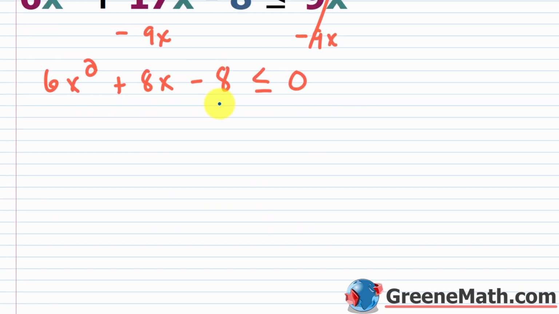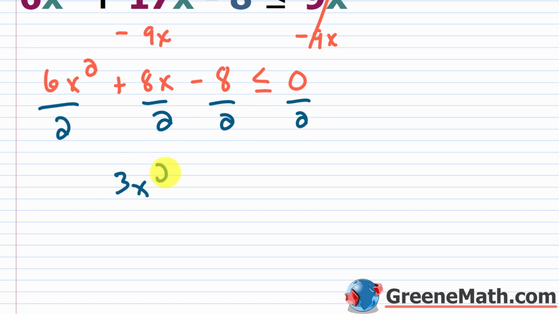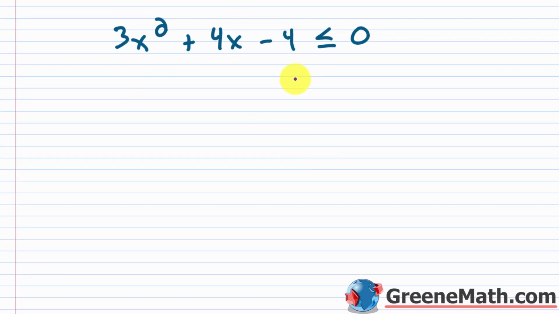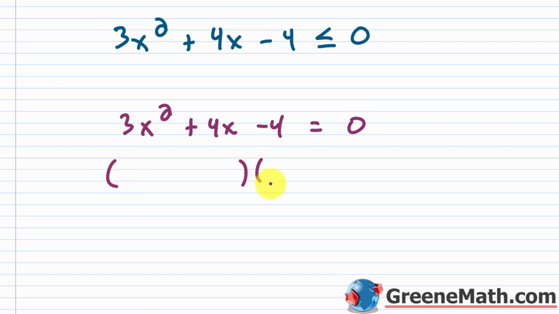Again, if you notice, I could make this simpler by dividing everything by 2. So I'm just going to divide everything here by 2. And so this is going to give me 3x squared plus 4x minus 4 is less than or equal to 0. So from here, I'm just going to leave a space, and I'm going to replace this with an equation. So 3x squared plus 4x minus 4 is equal to 0. And I'm going to put my factored form here, and I'm also going to put it up here.